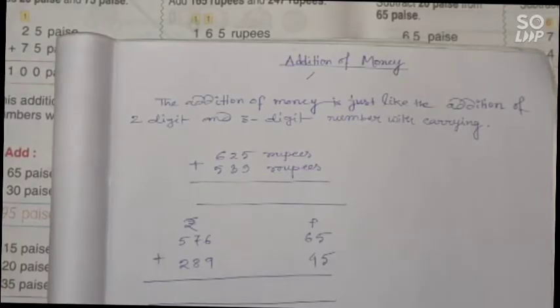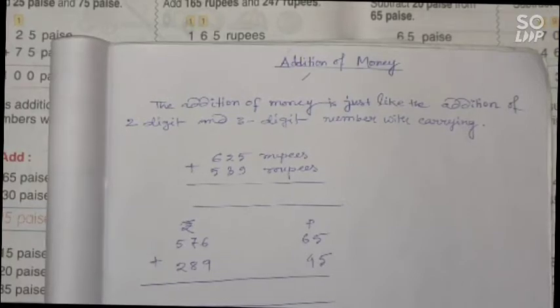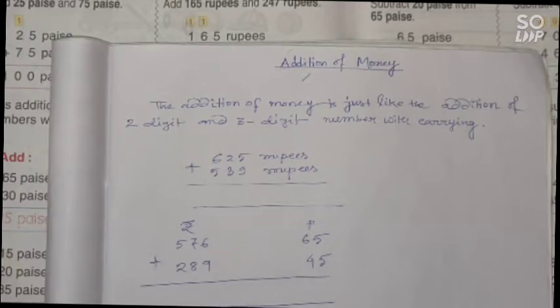We all know that we are going through chapter number 9, that is money, and we have learnt some topics from this chapter. Today we will learn another important topic from this chapter, that is addition and subtraction of money.